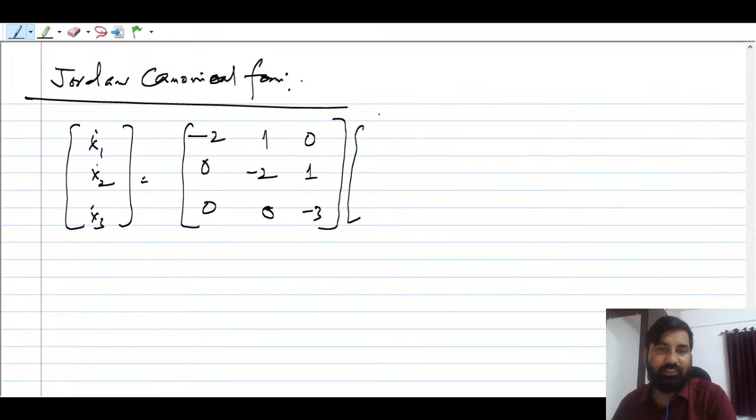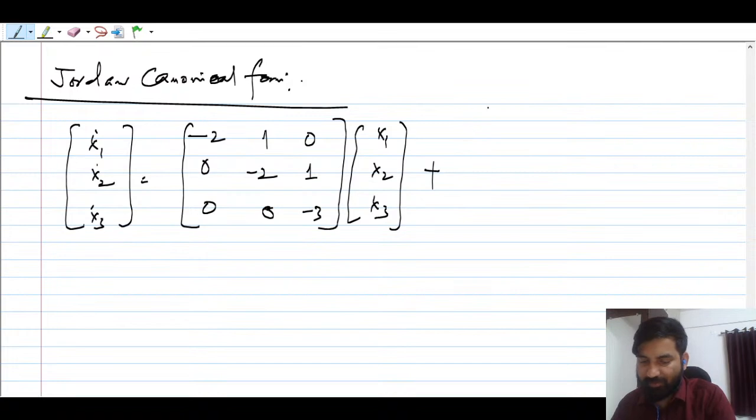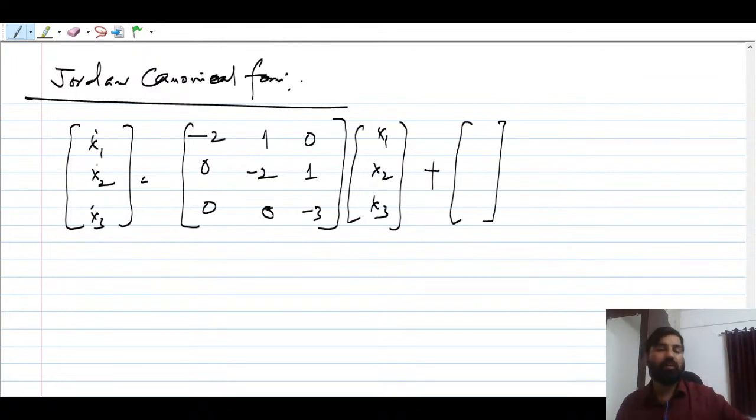And here you can write this is nothing but x1, x2 and x3. Plus the B matrix. So what is the B matrix going to be? You have to understand, this B matrix is not obtained from the partial fraction expansion. That you have to keep in mind. Understand? So this B matrix will be what?